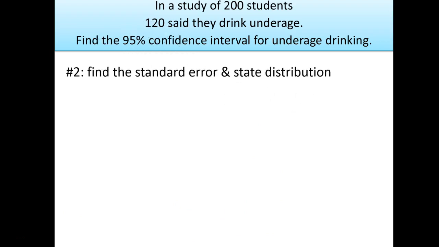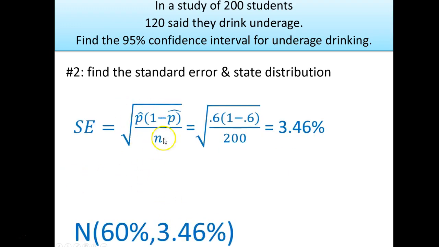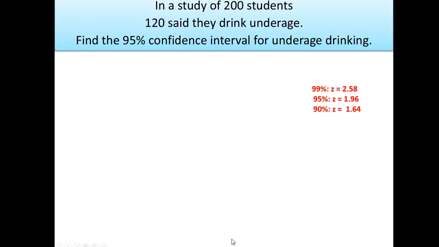Now I need to find the standard error and state the distribution. So to find the standard error, I use the same equation for standard deviation, except with my P hat, and I get 3.46%. So my new distribution is right here. Next step, I've got my distribution.